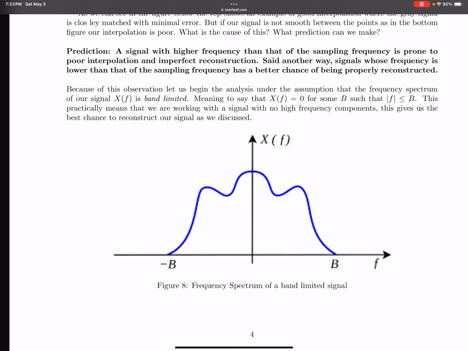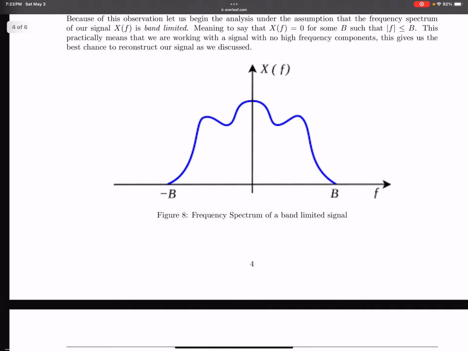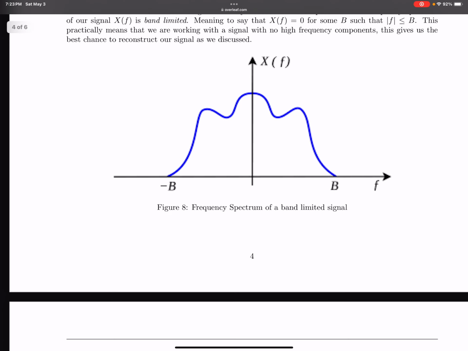Stated formally, you can say X(f) is equal to 0 for some B such that the absolute value of f is greater than B. So don't let the shape of this bother you. This is just some arbitrary Fourier transform, and it's band limited, so it's contained between minus B and plus B.